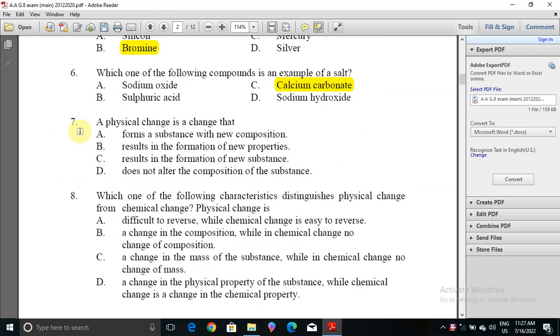Now question number 7: a physical change is a change that dash forms a substance with new composition, results in the formation of new properties, results in the formation of new substance, or does not alter the composition of the substance. It will be results in the formation of new properties, right? A physical change is a change that results in the formation of new properties.